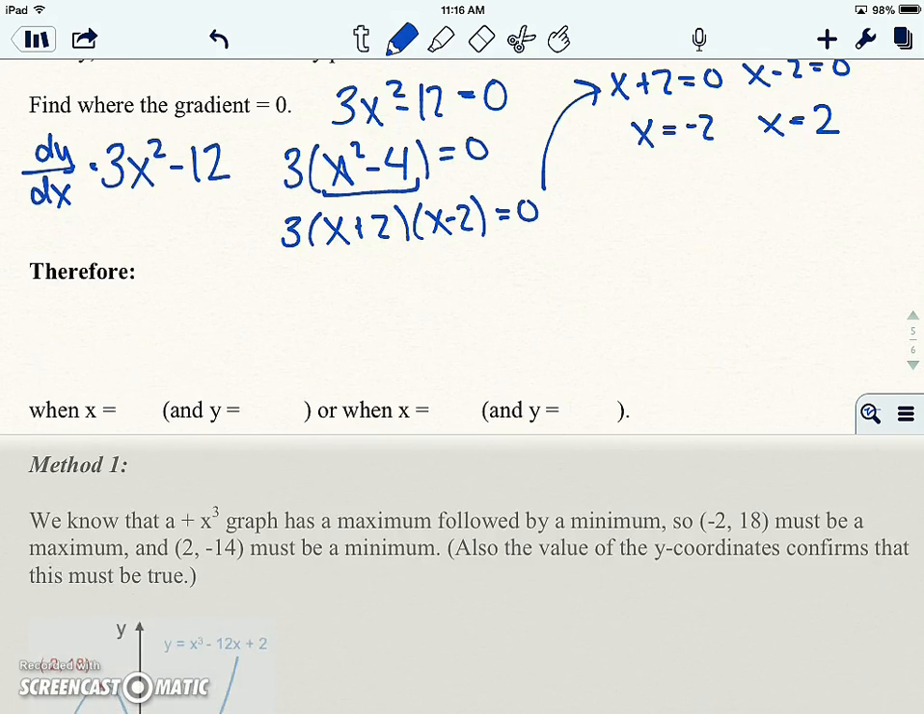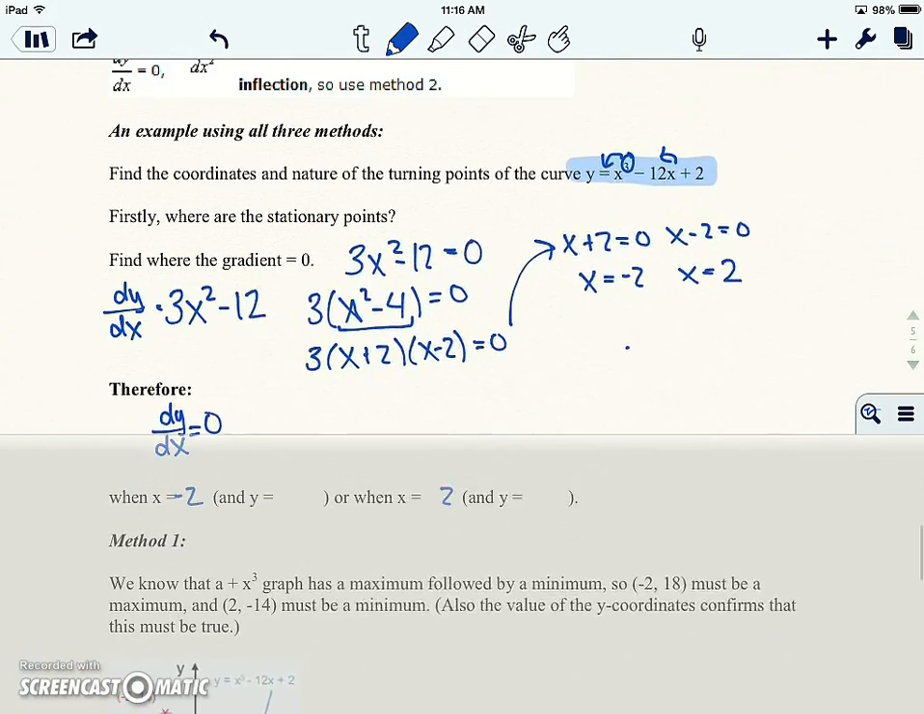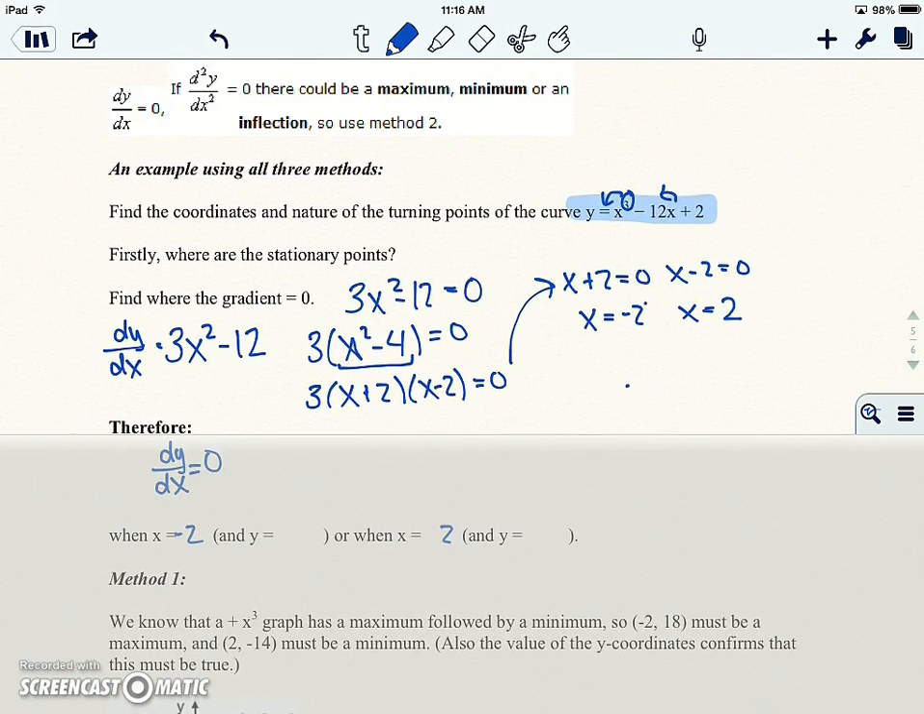Therefore, dy/dx equals 0 when x equals negative 2 and 2. And we need to know the y that goes with that. To find the y's, we then plug them in to the original equation, because we want to know the x, y coordinate for the original equation.